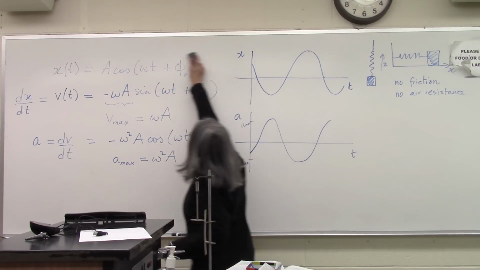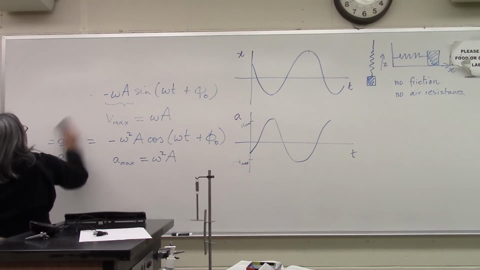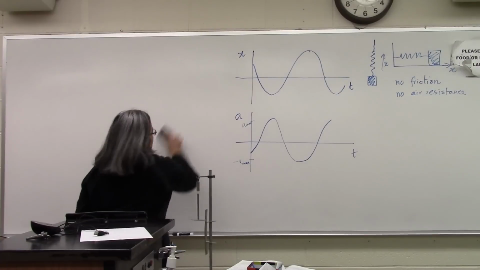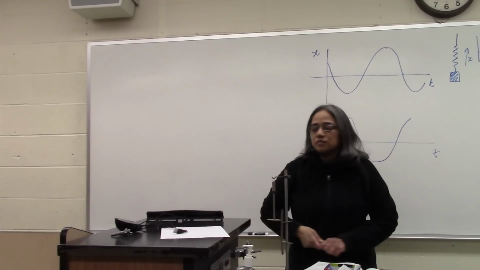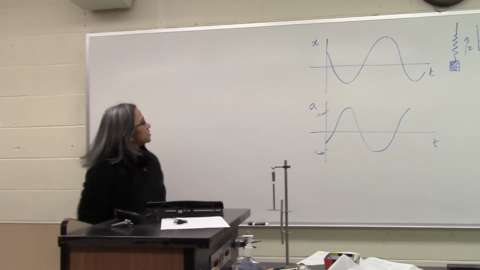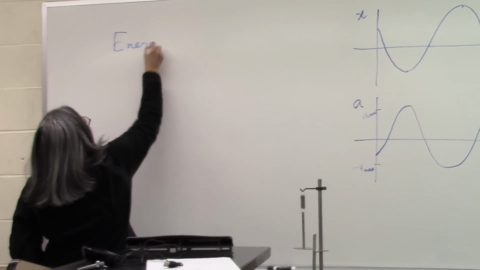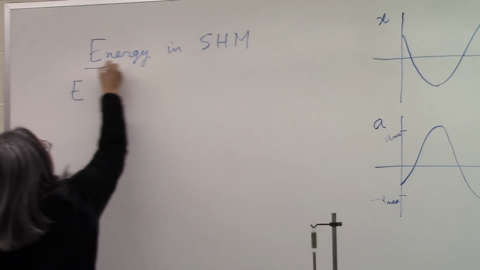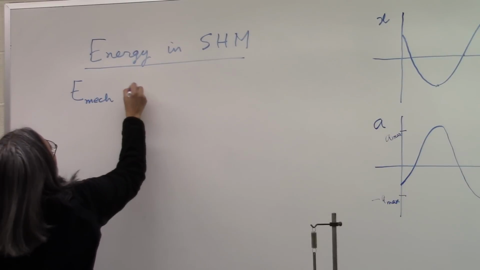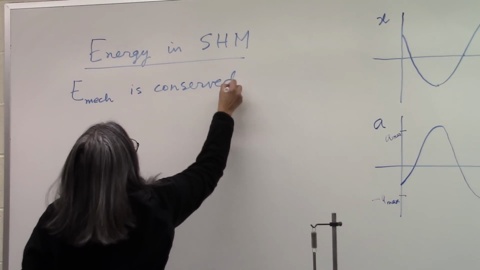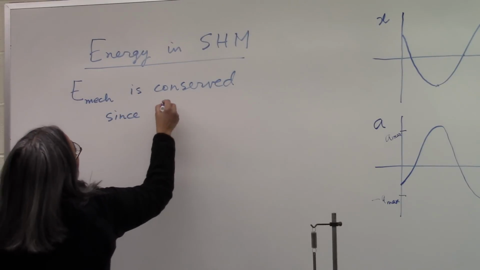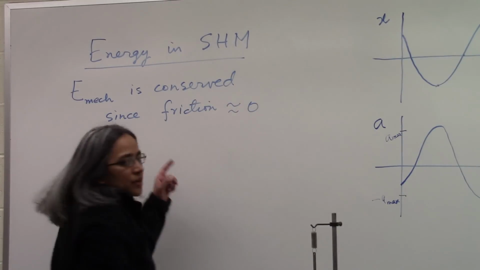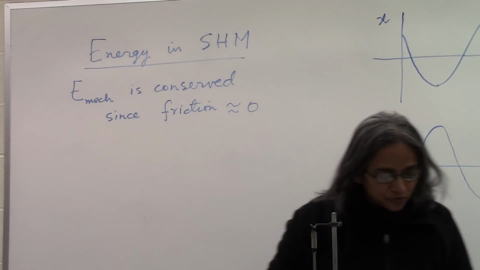So let's go back to this part of the whiteboard, and we're going to talk a little bit about energy in simple harmonic motion. So again, we are assuming no friction, no air resistance. So we expect that mechanical energy is conserved, since force of friction is assumed to be 0, and by friction I also mean air resistance, dissipative forces.